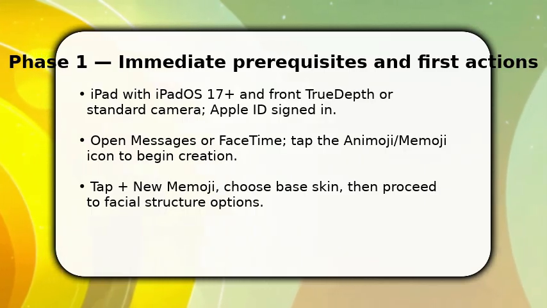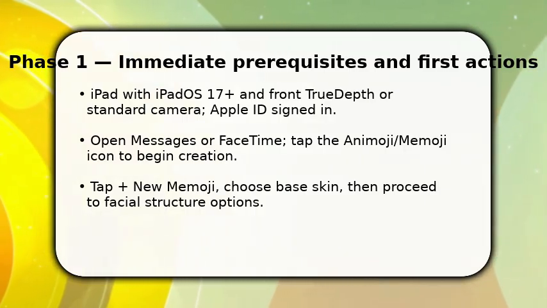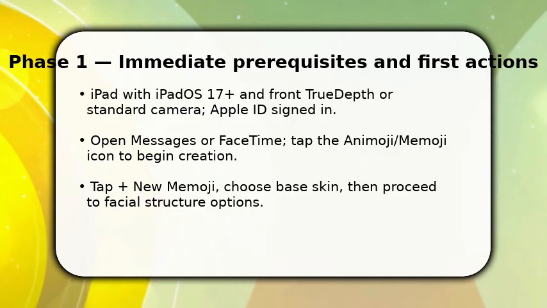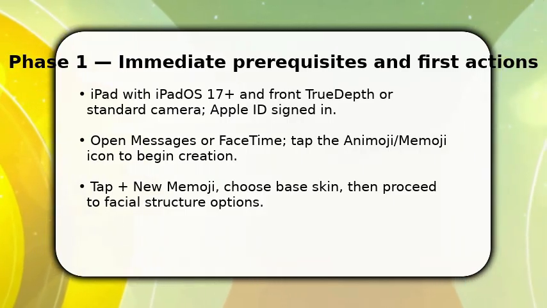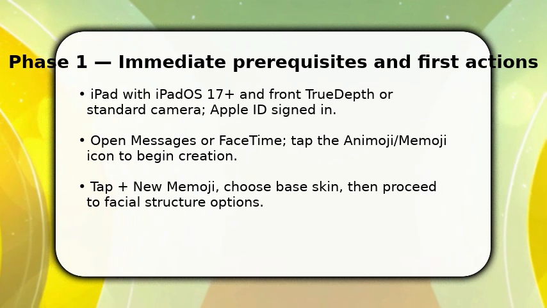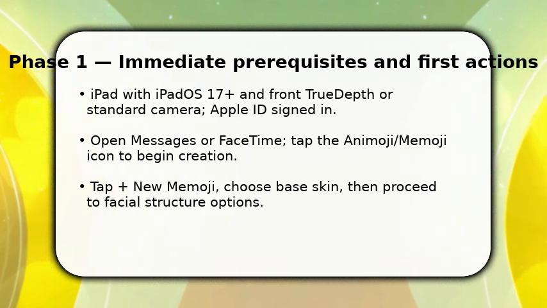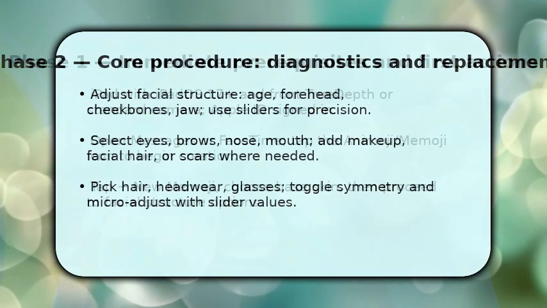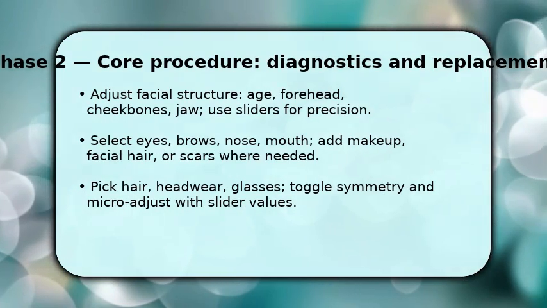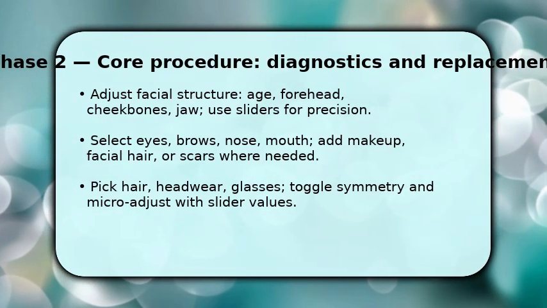Choose the skin tone and base facial shape first because these set proportions. You'll refine features later. Make these initial choices deliberately, since changing base options later is slower than tweaking hair or accessories. Once you've set the base, focus on the middle details that make the Memoji recognizably yours.